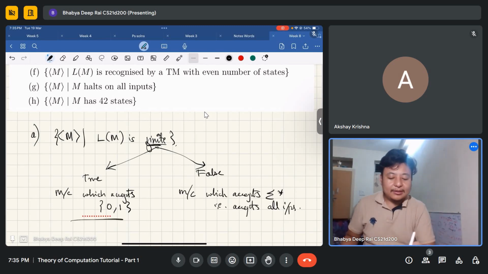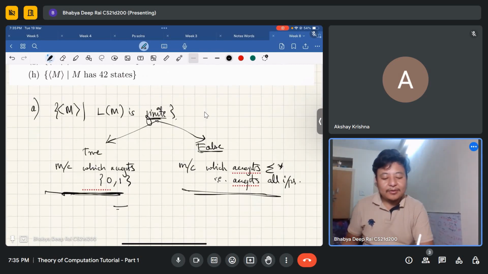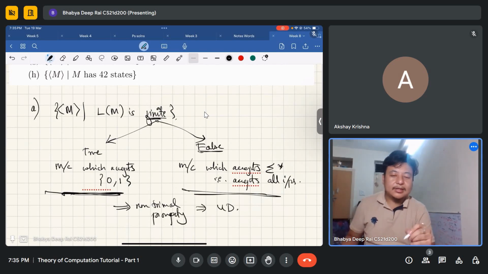So there is an example for the property being true. There is an example for the property being false. So this is a non-trivial property, which means it is undecidable by Rice's theorem.